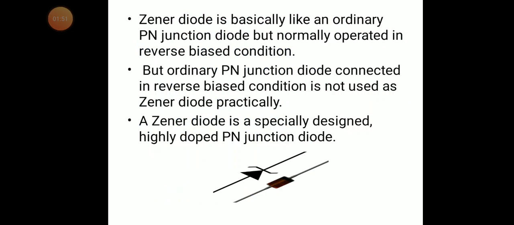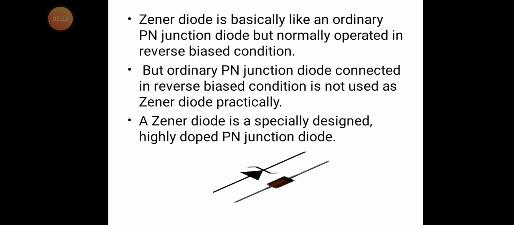First, let's see what a Zener diode is. A Zener diode is basically like an ordinary PN junction diode, but normally operated in reverse biased condition. I already said a Zener diode is just like the ordinary PN junction diode, but operated in the reverse bias.